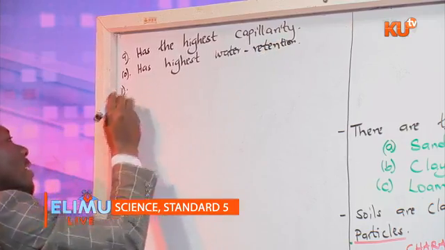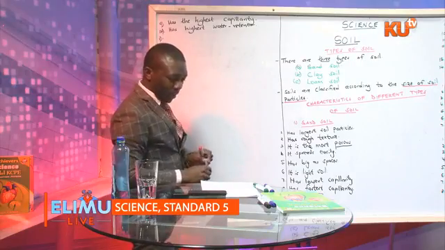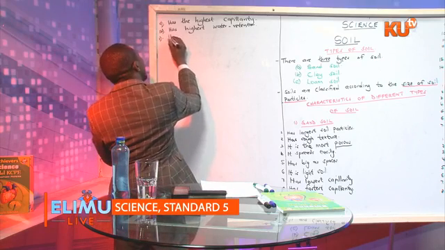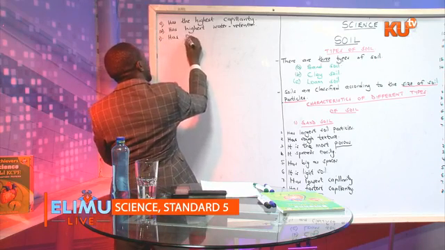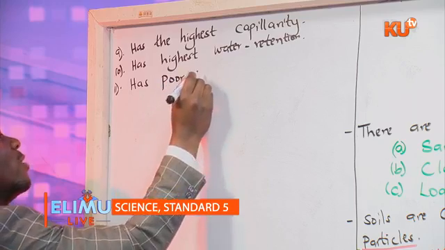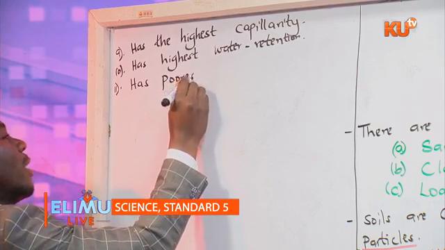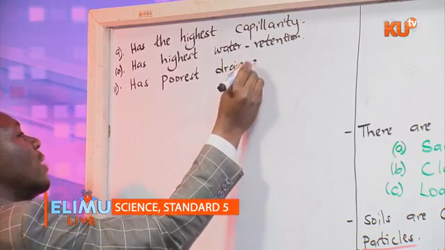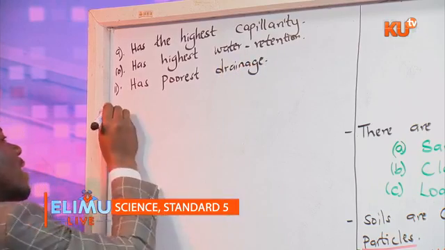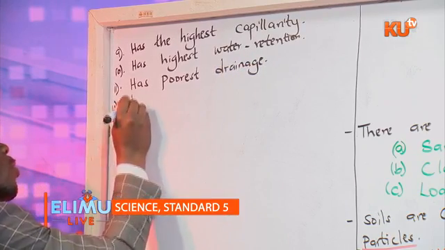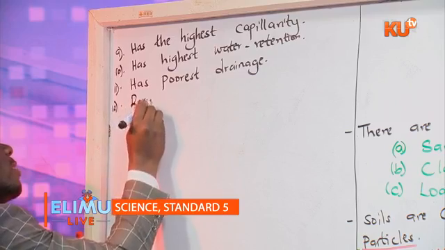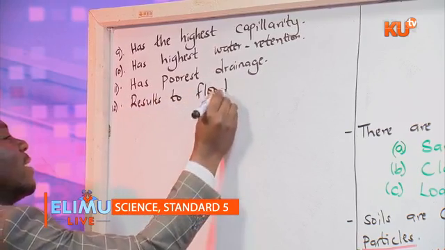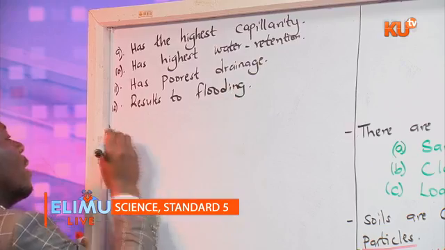Another characteristic of clay soil is that it has the poorest drainage, because it retains a lot of water. Water cannot drain in it properly, so it has the poorest drainage. And because of this poorest drainage, it results in flooding. So that is another characteristic of this type of soil.